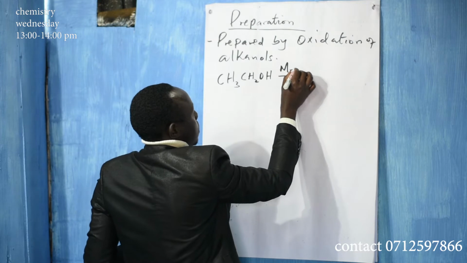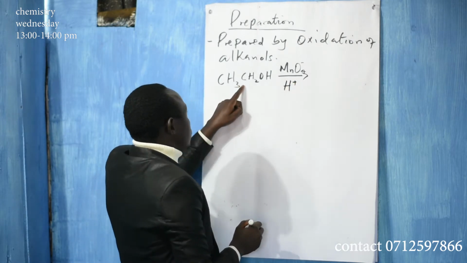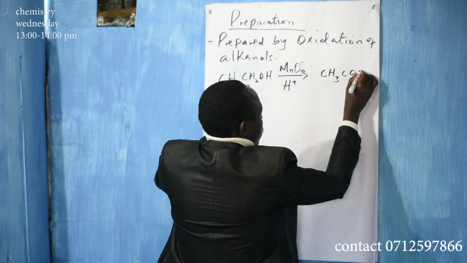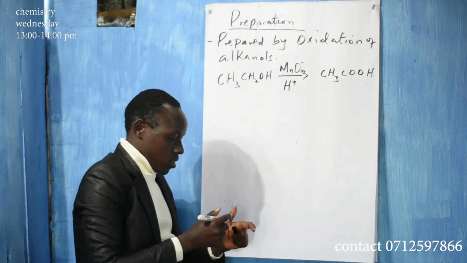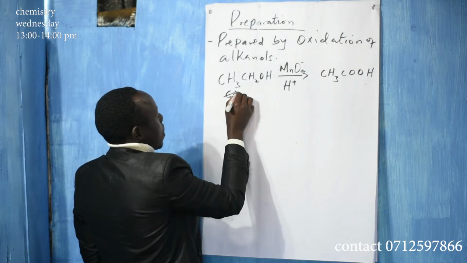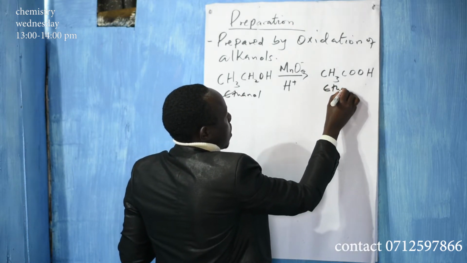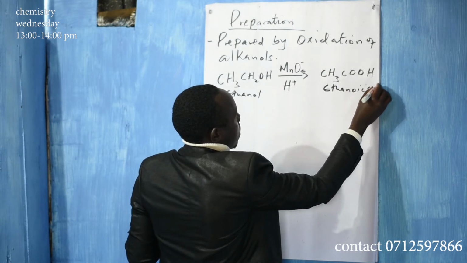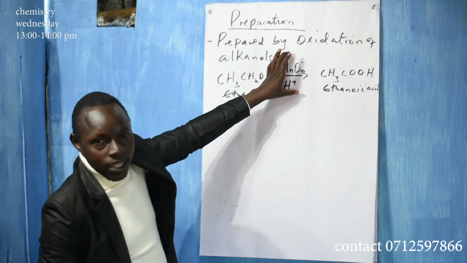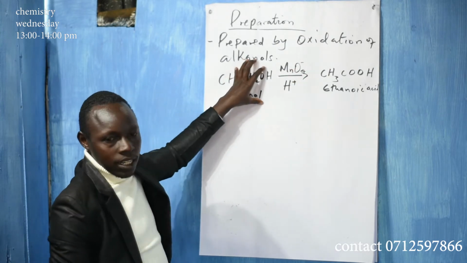We have acidified manganate 7 ions. So this one, when it is oxidized, gives you CH3COOH acid. So when an alkanol undergoes oxidation, this one being ethanol, ethanol undergoes oxidation to form ethanoic acid plus water. Now, this is the oxidation of alkanols where we are adding an oxidizing agent. You remember this was a reaction of alkanols.